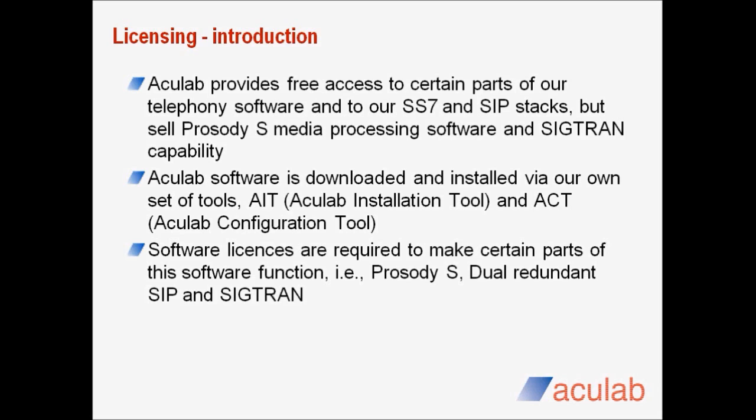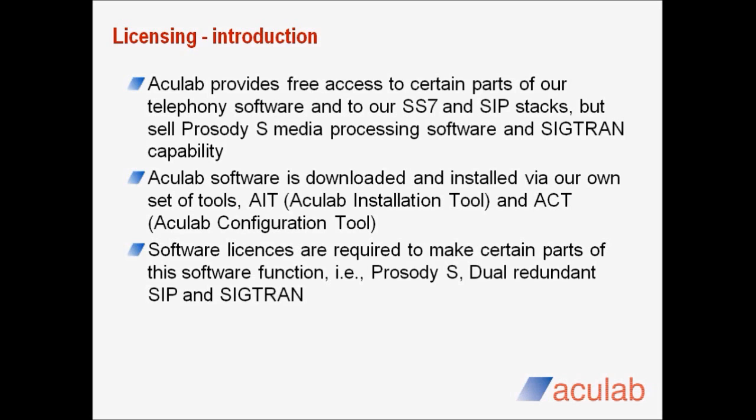So just some background on Acculab software licensing. We provide free access to our software through our website. You can download the Acculab telephony software through the Acculab website. Some of it is licensed on a per channel basis or on a message rate basis in the case of SIGTRAN. So ProsDS is our host media processing software. We license that on a per channel basis, and then we have SS7 and SIP products that we license in addition.